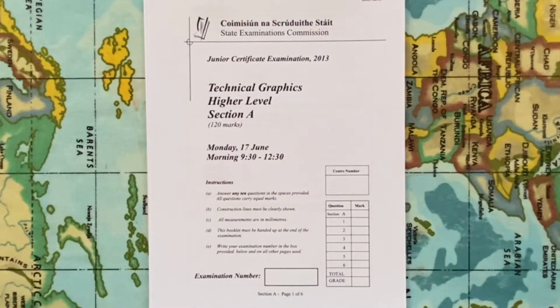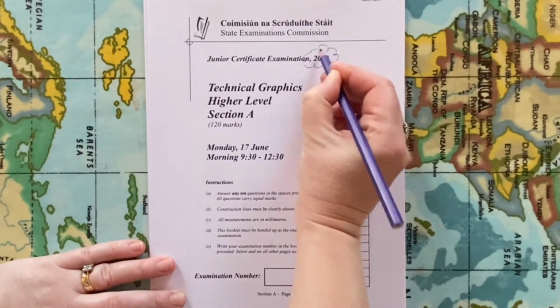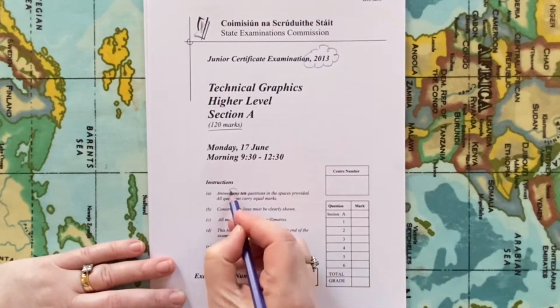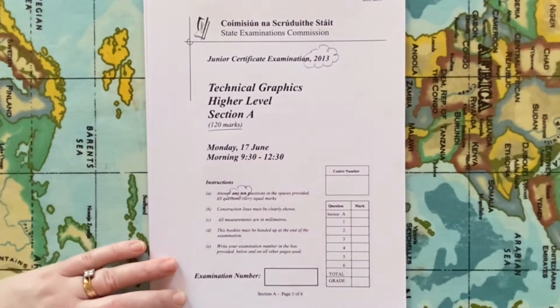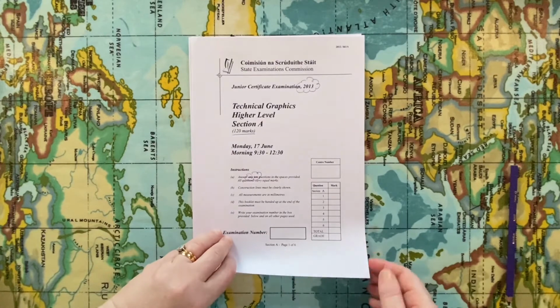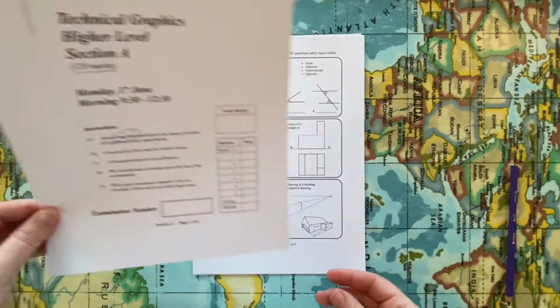All right, guys, today I want to work through higher level section A from the 2013 exam paper. Again, it's 120 marks. You have to answer any 10 questions on it, but I'm going to go through it and answer all questions on it. It is a paper we've done before. We've nearly all of them done before now at this stage, so really it should be familiar to you now.